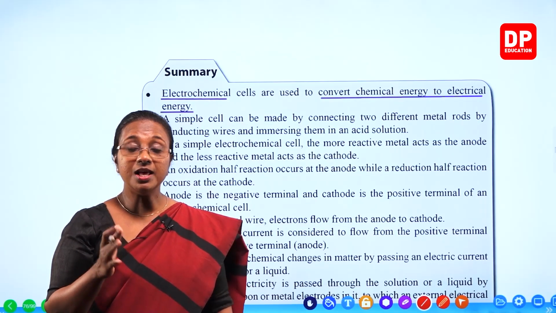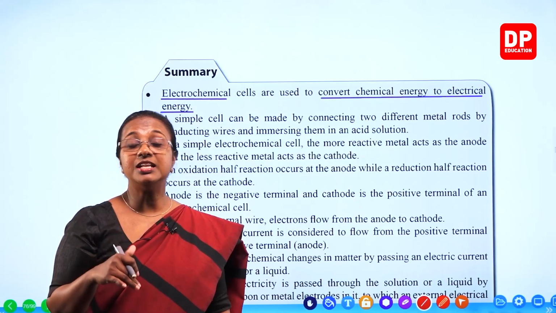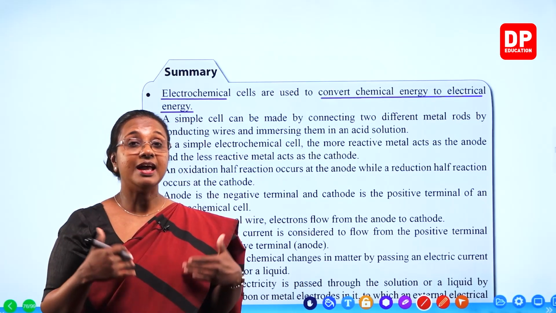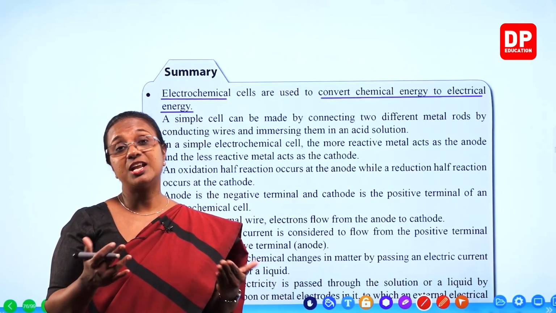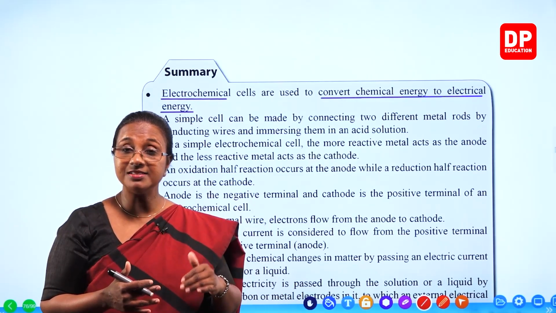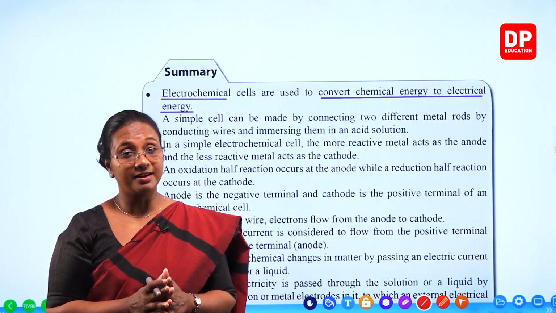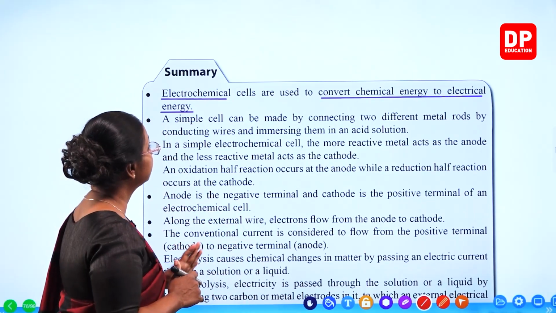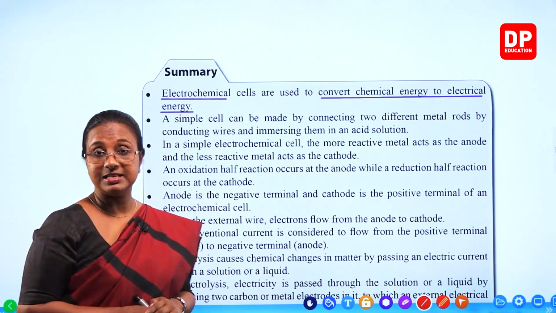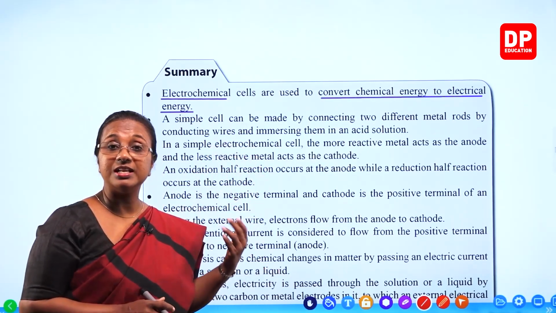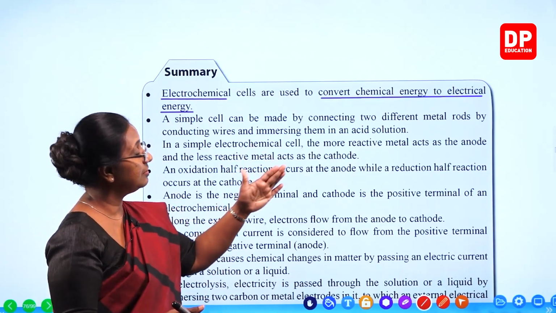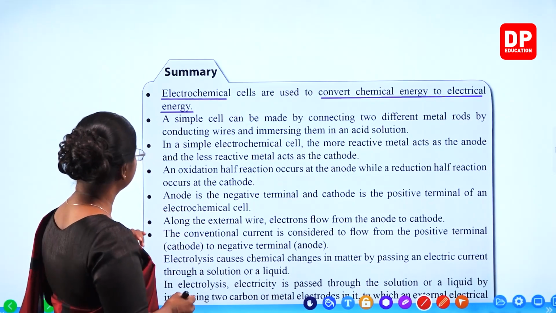How is that possible? Because of the chemical reaction taking place in the cell. There are electrodes and the solution, and there are oxidation and reduction reactions taking place that give rise to the flow of electrons and therefore a flow of current. So in an electrochemical cell, there is conversion of chemical energy to electrical energy. Chemical energy is stored in the chemical substances, and when a chemical reaction occurs, that energy is converted to electrical energy.